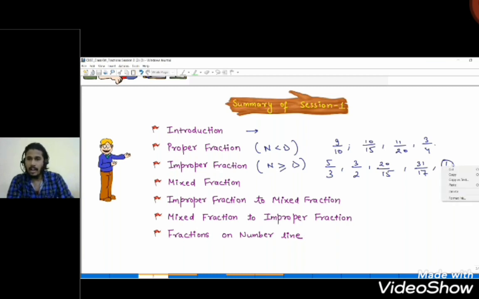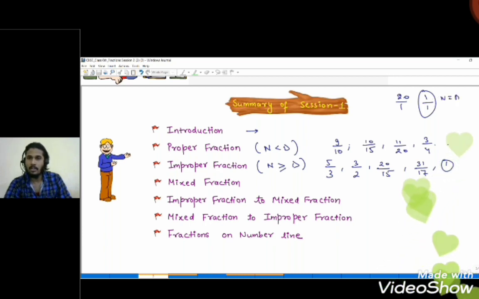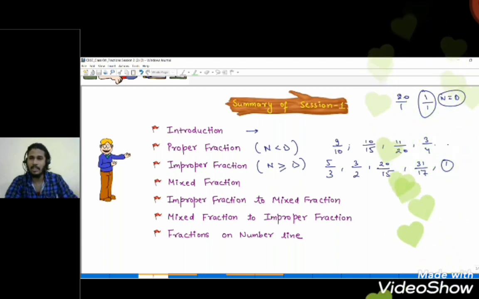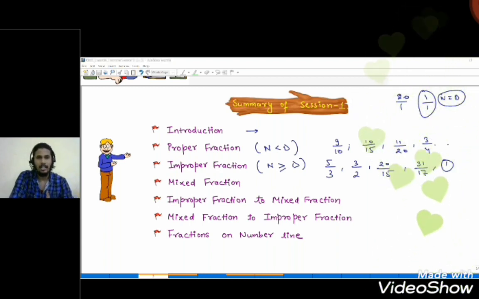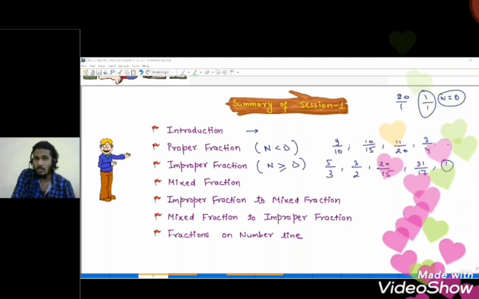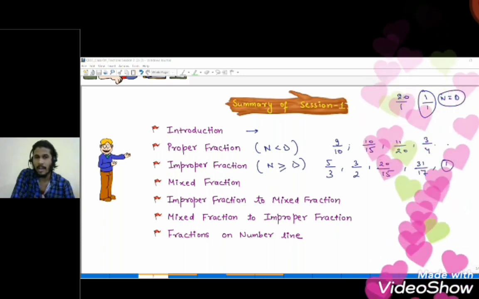So remember one thing. If we write 20, that means 20 by 1. If I'm writing any number, then automatically there is 1 in the denominator. If I'm writing 1, that too means 1 upon 1. Now, in 1 upon 1, we can see that the numerator is equal to the denominator, isn't it? And numerator equal to denominator is a case of improper fraction. Thus, we can say that 1 is also an improper fraction. Is there any doubt to any student in this concept?